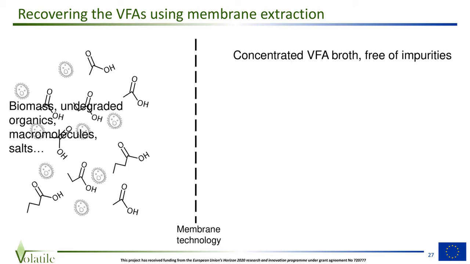and roughly, we have a reactor medium which contains biomass, some undegraded organics, some macromolecules, some salts, and some volatile fatty acids, of course. And by using membranes, you bring these volatile fatty acids to a pure side, away from all the biomass and undegraded organics. The stuff that you don't want is kept on one side, the volatile fatty acids are on the other side, and at a higher concentration.